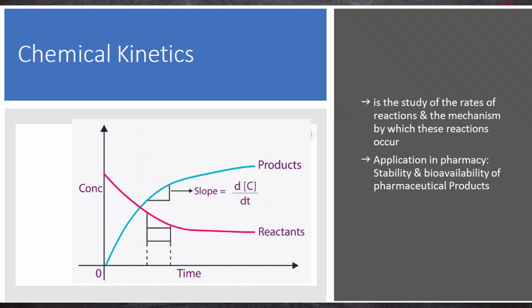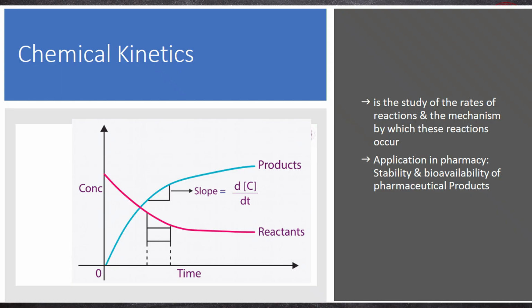If you look at the graph, you'll see that as time goes by, the concentration of reactants decreases while the concentration of products increases. The slope of this curve, represented as dC over dt, tells us the rate, how fast this change is happening. In pharmacy, understanding kinetics is essential because the same principles control how drugs degrade, how long they stay stable, and even how fast they're absorbed or released inside the body.